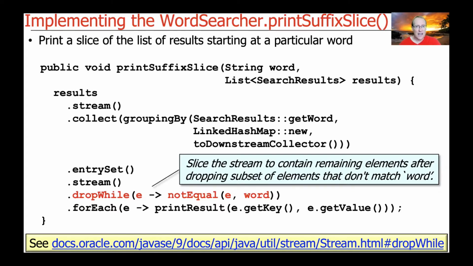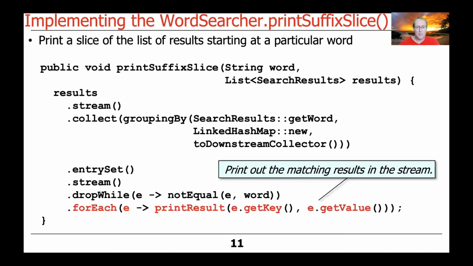When we finally get a match, the predicate will be false because the predicate is not equal. At that point, the dropWhile method will return the substream that corresponds to everything from that first match to the end of the stream. And what we do is we then say for each entry e, print the result, where we pass in the key of the entry as the first parameter and the value as the second parameter. We've already looked at printResult before, so we don't have to re-examine that. But what we're doing here is using the forEach method to take all the entries that start from the place we got the match and go to the end.